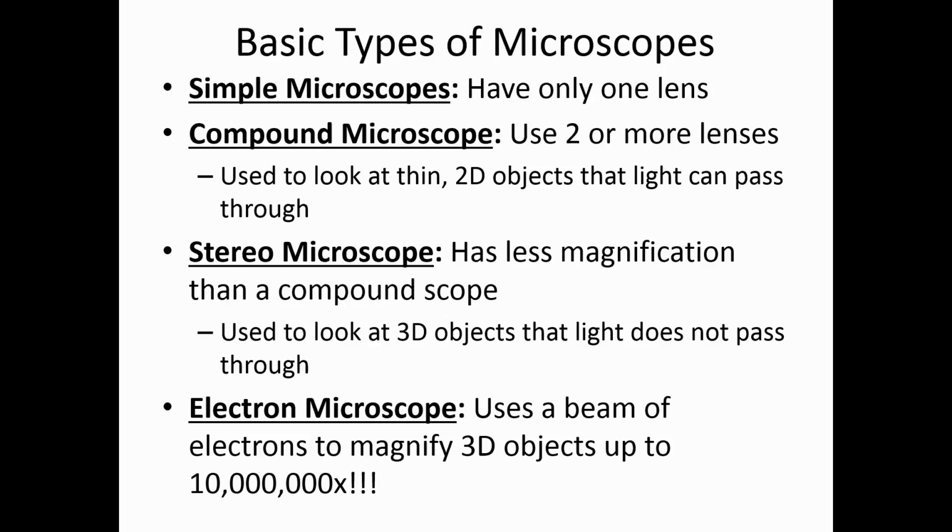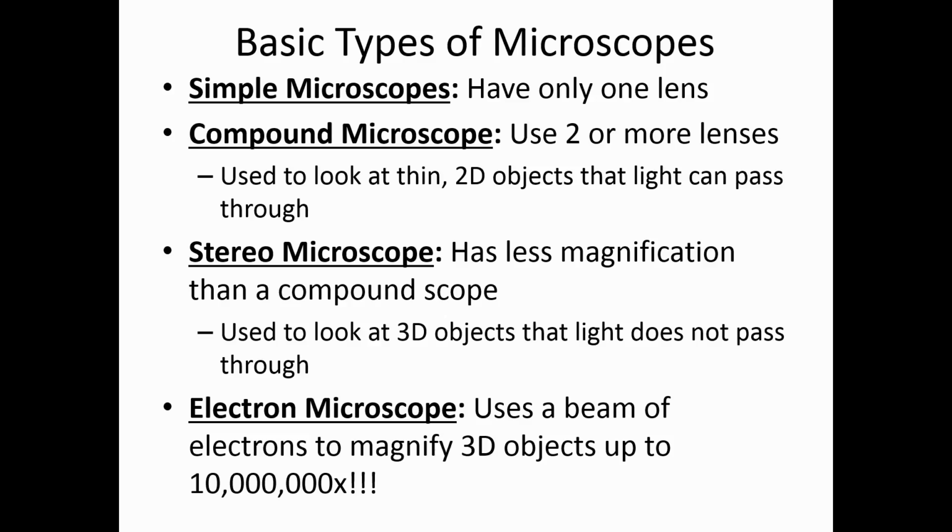Okay, so every time we use the compound microscope in class, we'll have objects on a slide. And again, the things that you're looking at have to be thin and 2-dimensional so that light can go through them. So you can't stick your hand under your compound microscope and look at it. It'll just look dark.